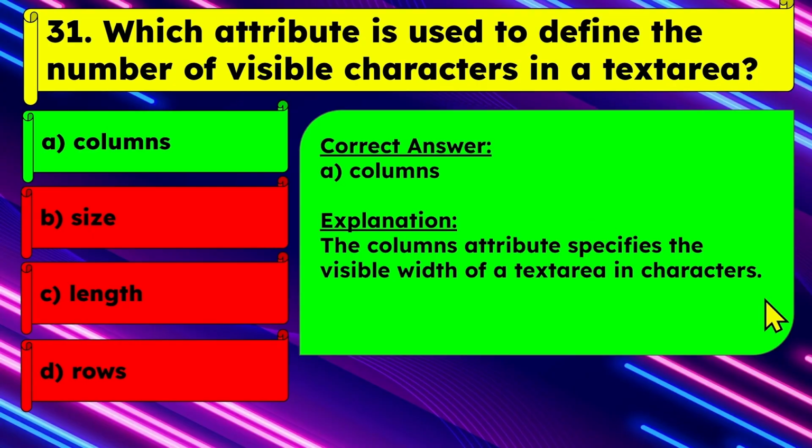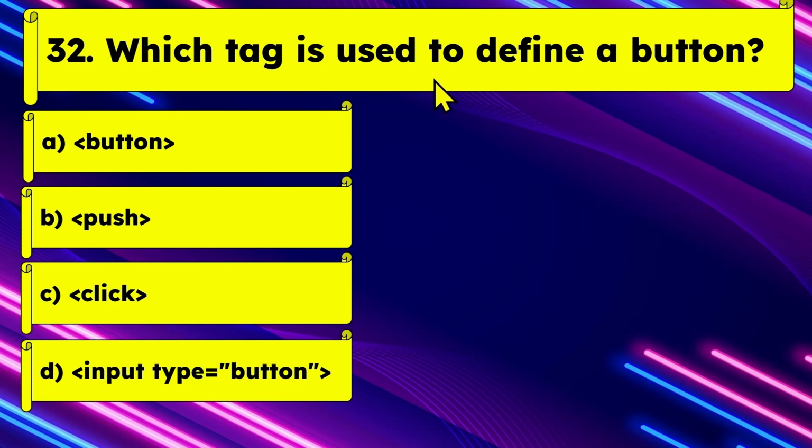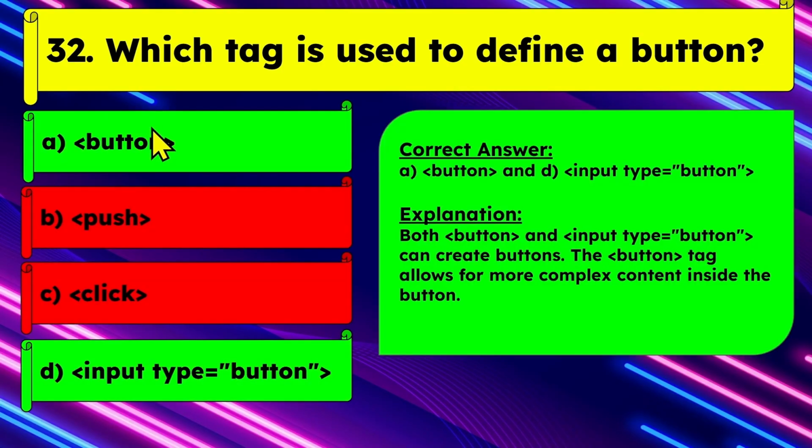So now let's jump to our next question. Which tag is used to define a button? Option A button tag, option B push tag, option C click tag, or option D input type equal to button. So definitely here the correct answer will be button, but we have another more correct answer, which is option D. You can read the explanation which says both button and input type equal to button can create buttons. The button tag allows for more complex content inside the button.